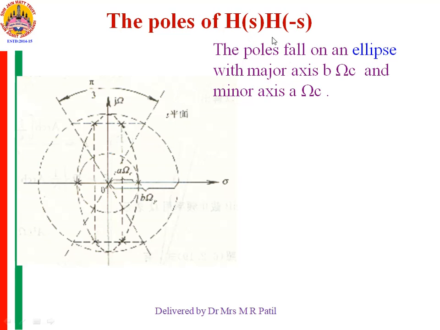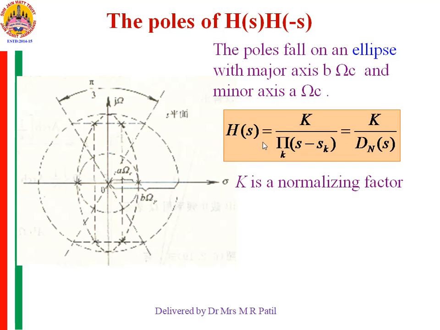Now the poles of this H(s) and H(minus s), here for this H(s), the poles will fall on an ellipse with major axis B omega C and minor axis A omega C. You can verify this if you develop a MATLAB program for the Chebyshev filter, then plot the magnitude response and also plot the pole locations against real part and imaginary part, and you will observe that these poles lie on an ellipse with major axis equal to B omega C and minor axis equal to A omega C. See here, this is the major axis for this ellipse which is B omega C and the minor axis is A omega C.